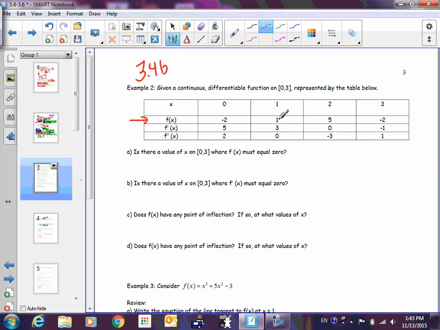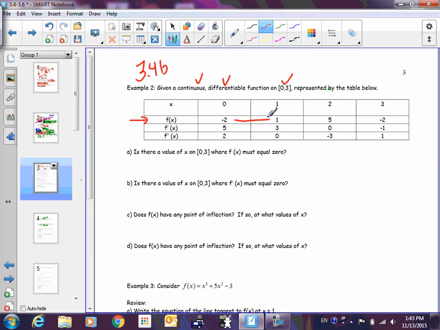Now, I don't see any place where f equals 0, but if we have a continuous, differentiable function on a closed interval, I can apply any of my theorems. So first of all, do y'all think there has to be an f of x equals 0? Yes, why? Yeah, somewhere right in here, 0 has to be between -2 and 1.